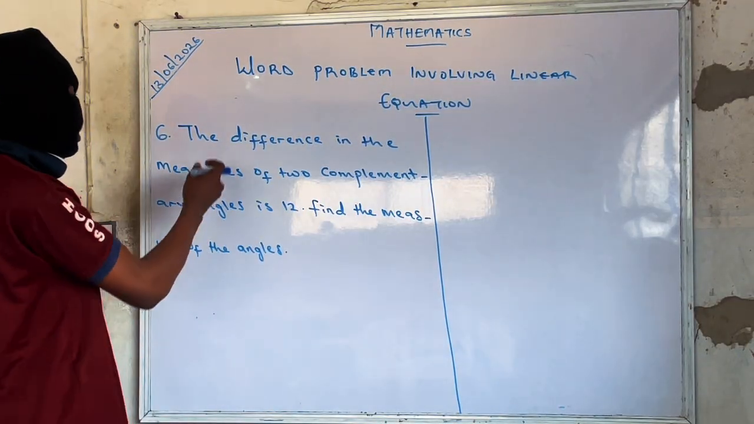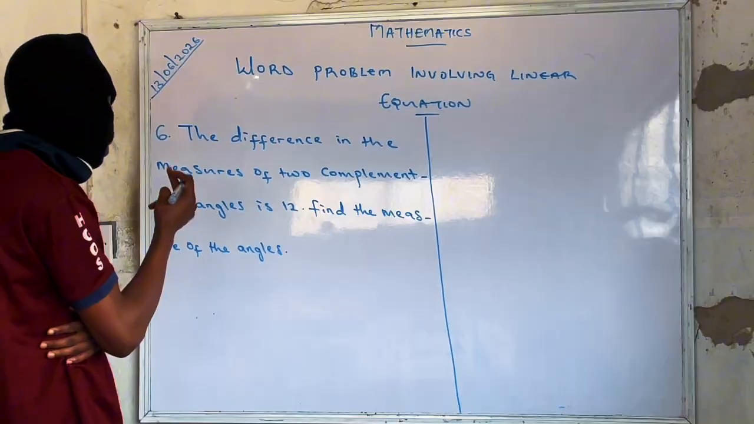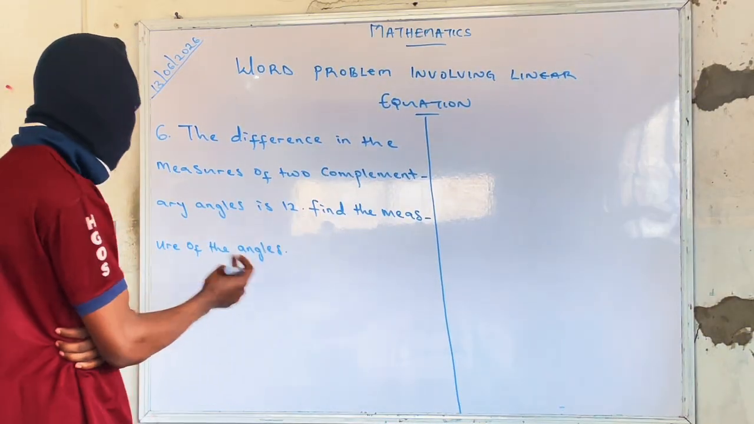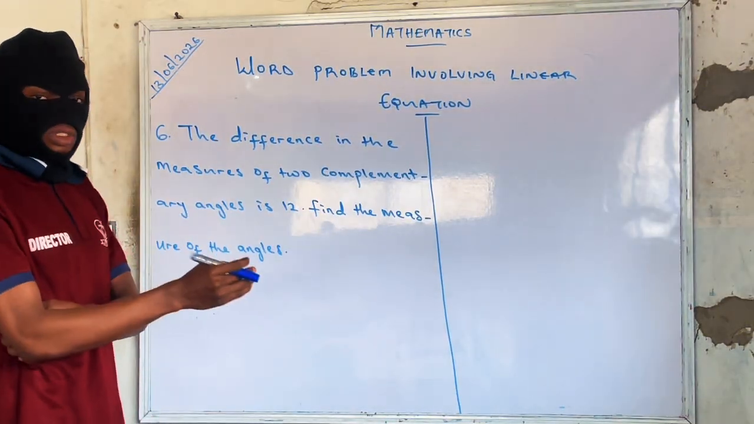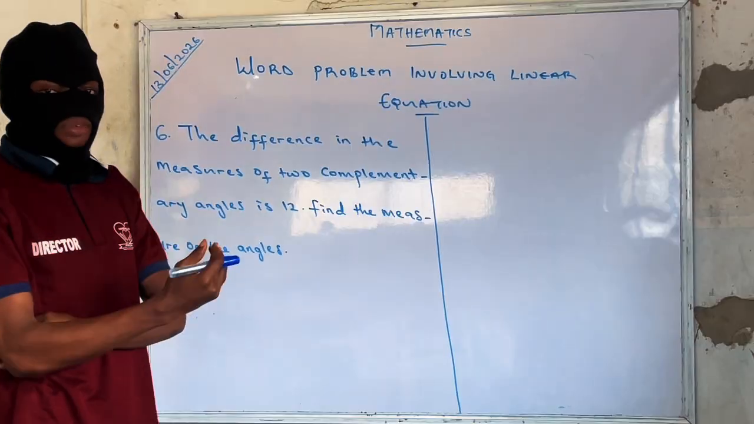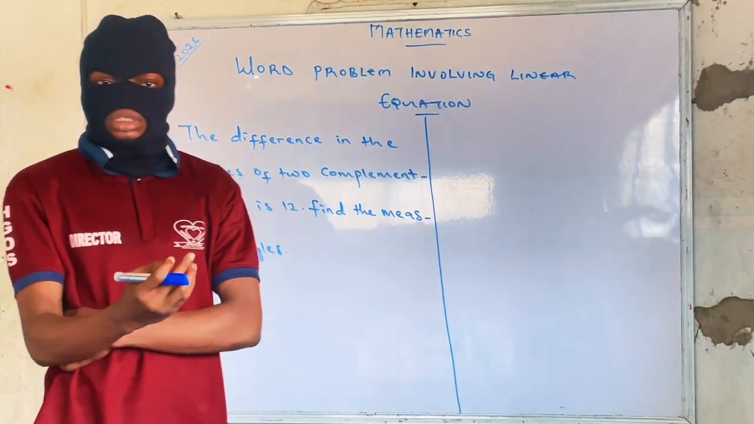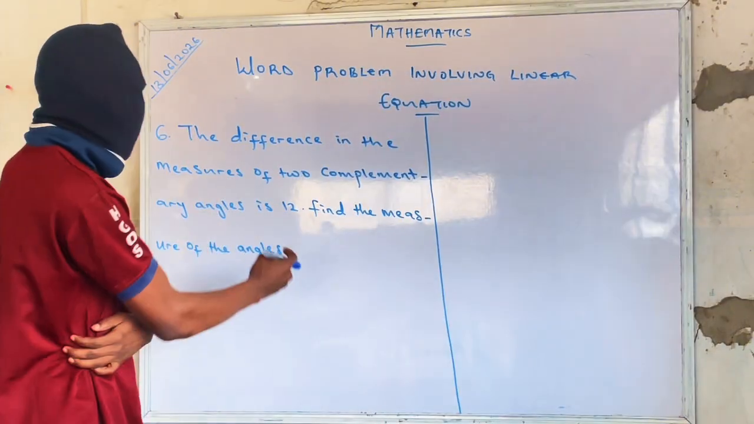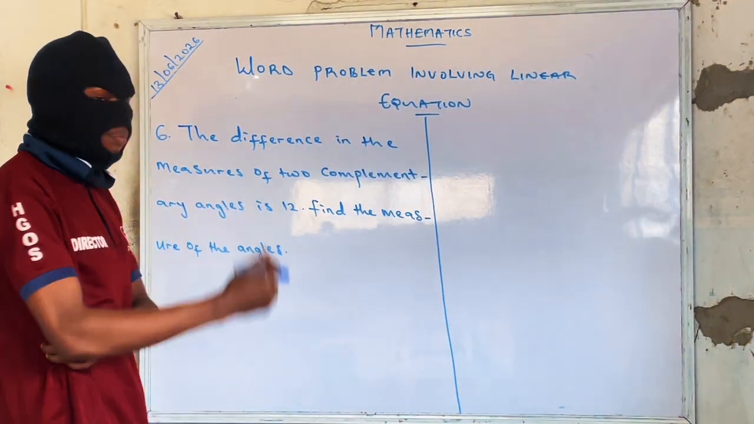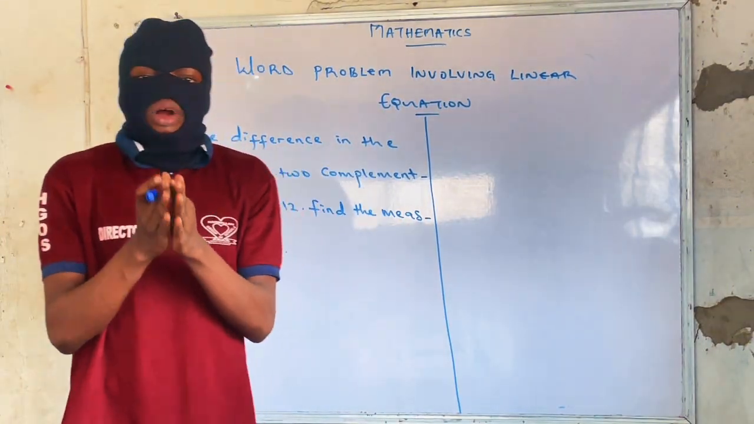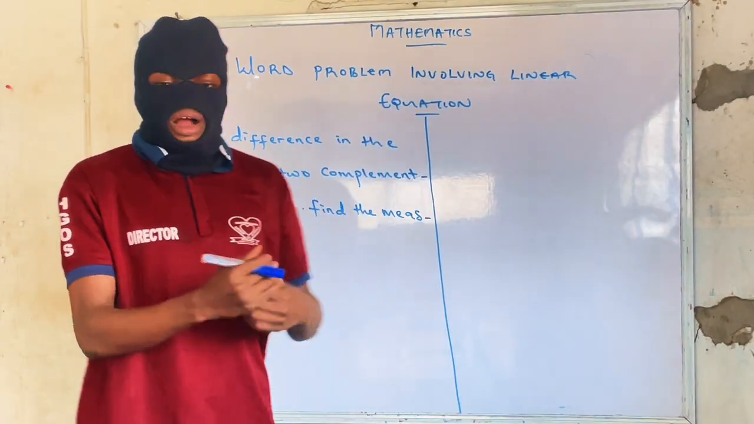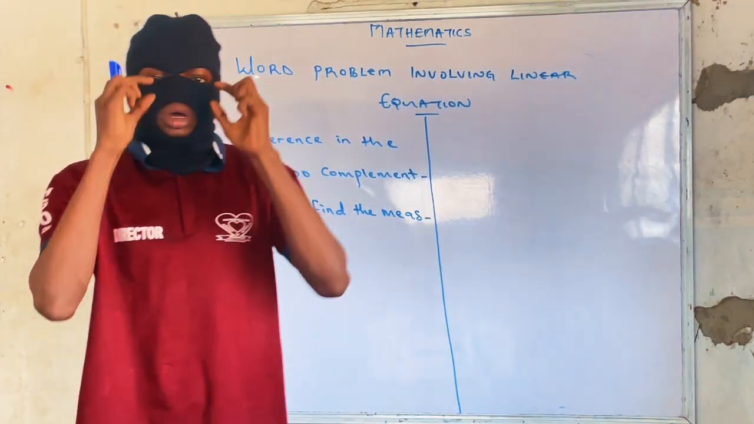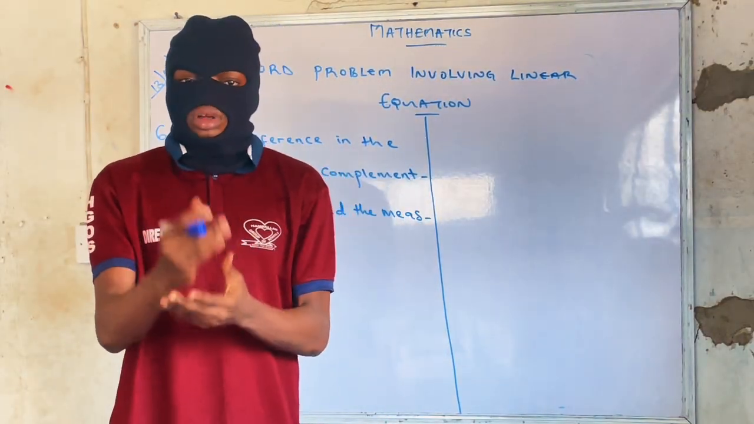It says that the difference in the measures of two complementary angles is 12. Find the measure of the angles. The difference, what do we mean by difference? Difference means subtraction, it means minus. You are finding the difference of numbers. Now I say the measures of two complementary angles. What do we mean by complementary angles? Complementary angles are angles in which two angles sum up to give 90 degrees.